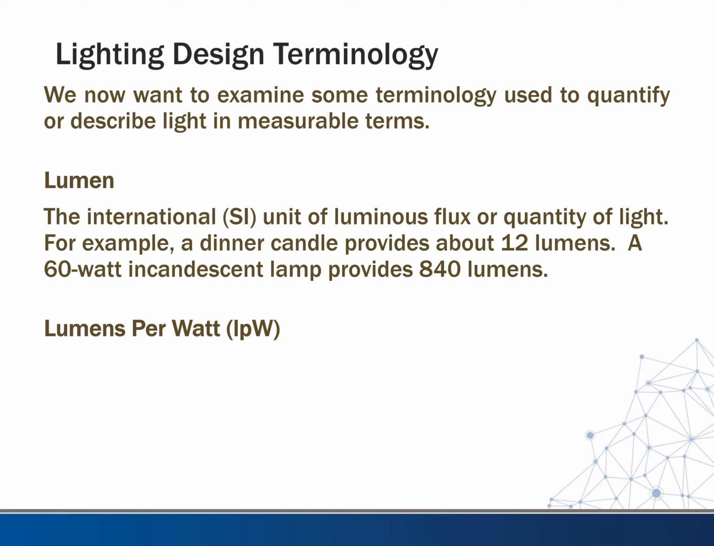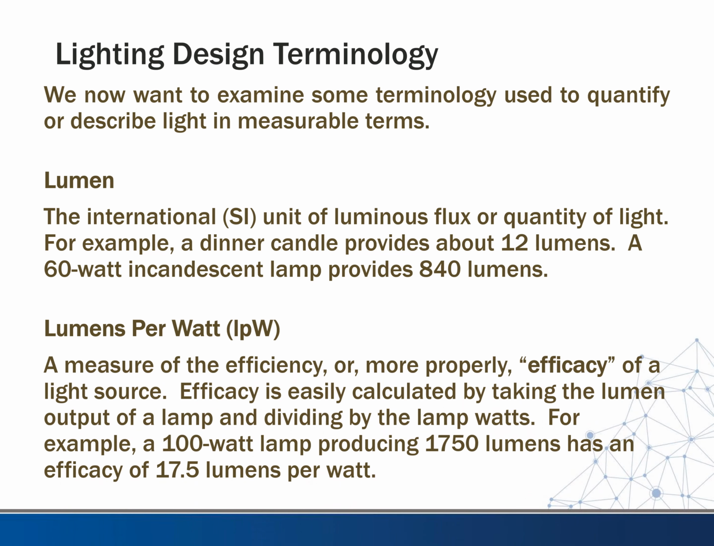We next have a term, lumens per watt. This is a measure of the efficiency, or more properly, the efficacy of a light source. Efficacy is easily calculated by taking the lumen output of a lamp and dividing by the lamp watts. For example, a 100-watt lamp producing 1,750 lumens has an efficacy of 17.5 lumens per watt.